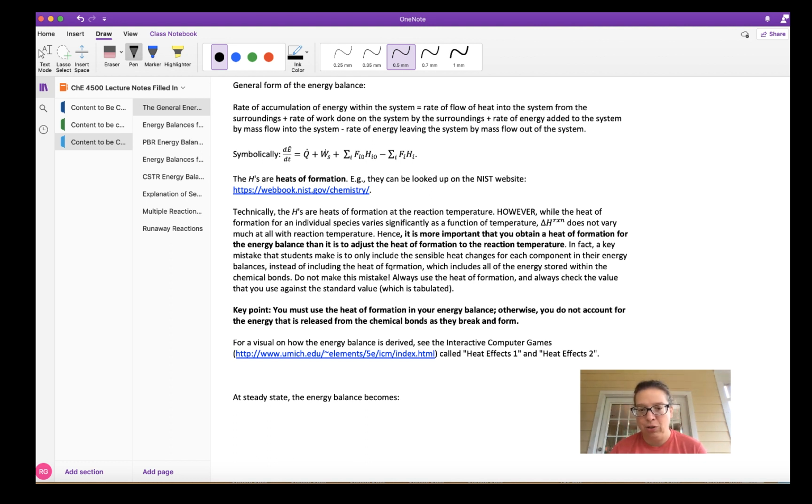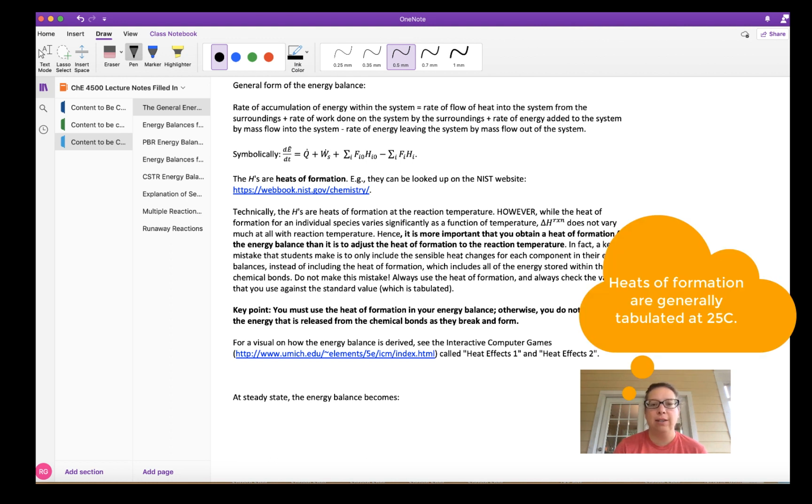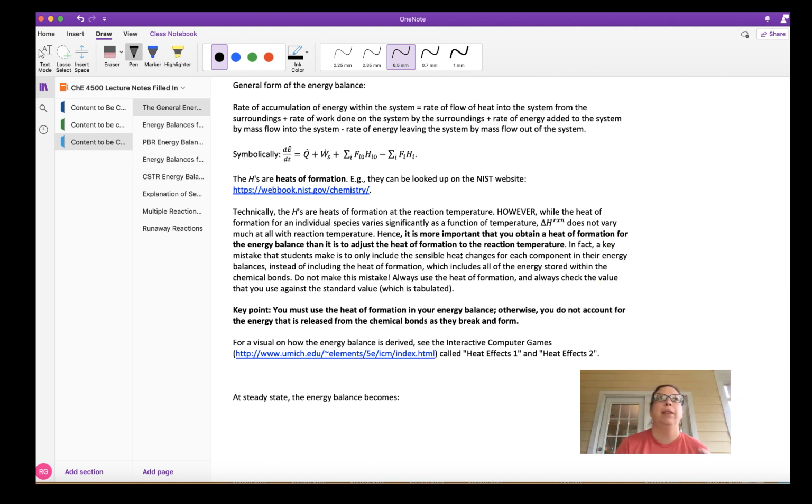that you correct the heat of formation to the reaction temperature. So if you have the option to do one or the other, just get a heat of formation, even if that is at the standard conditions. One mistake that students make is they will look up the heat of formation for a particular species. They'll correct the heat of formation so that it goes up to the reaction temperature, but then in their energy balance, they'll just take that delta H between the standard and the reaction temperature. So that's a sensible heat change.